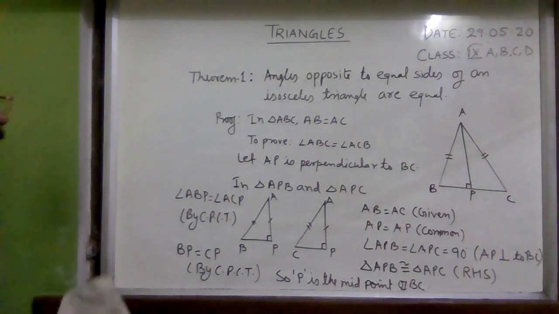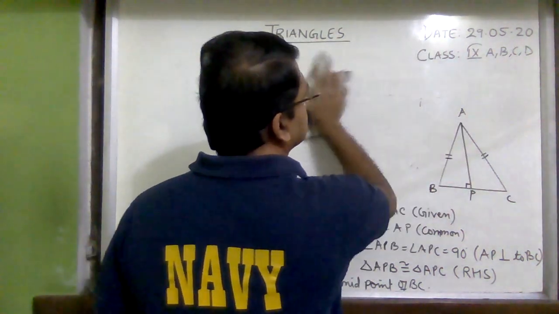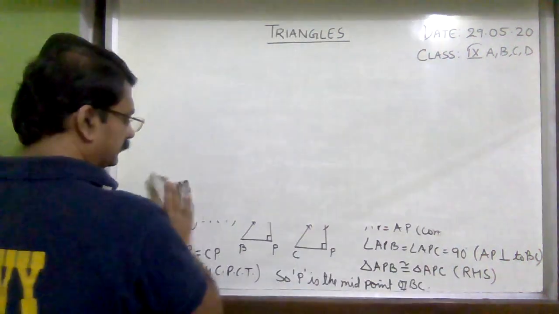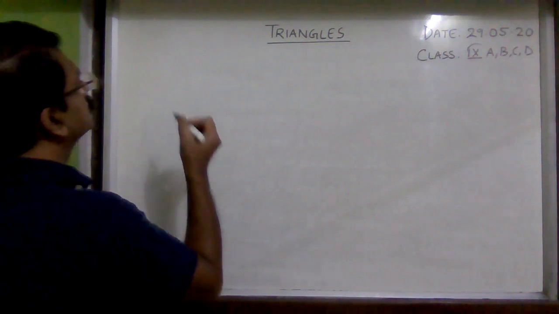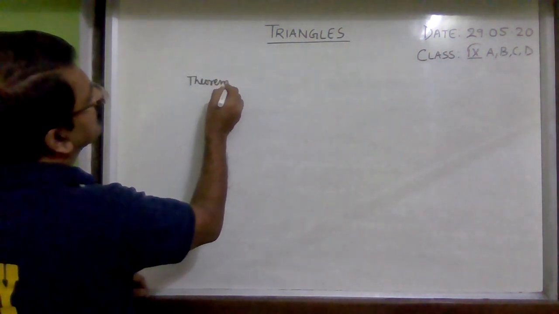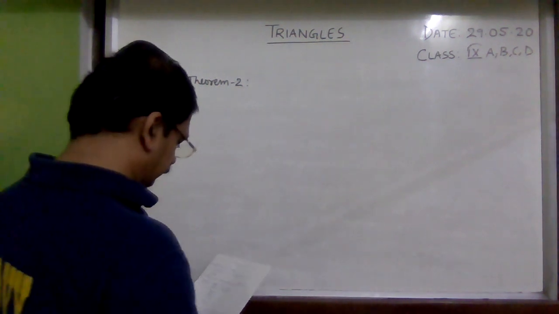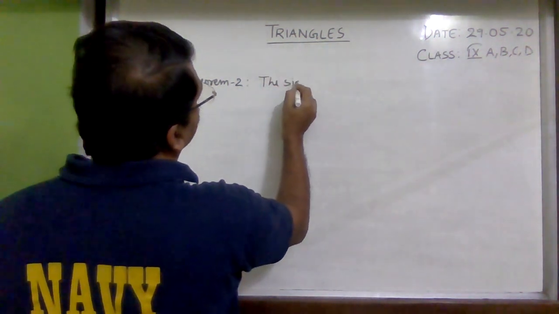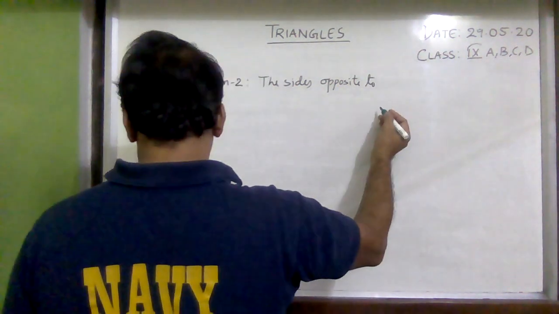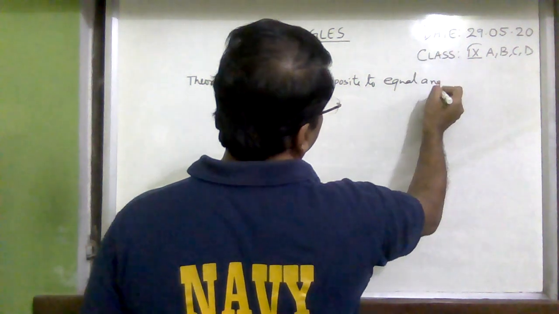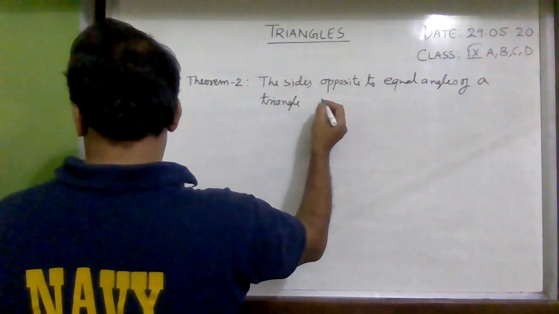Now I will tell you one more theorem, and the theorem is: the sides opposite to equal angles of a triangle are equal.